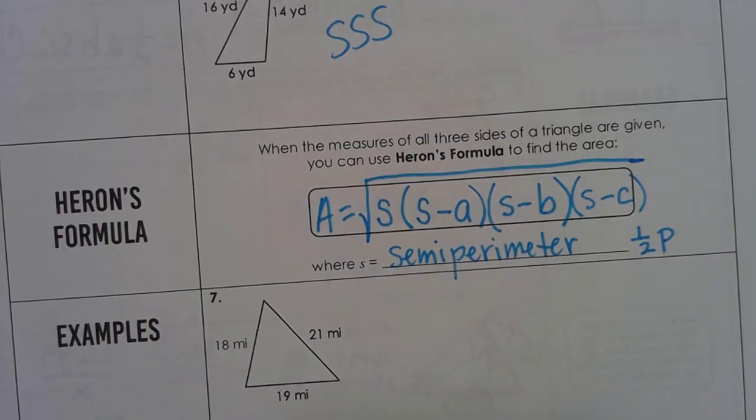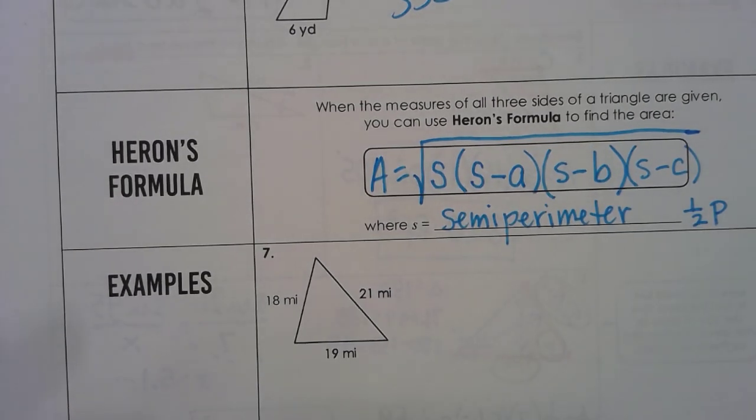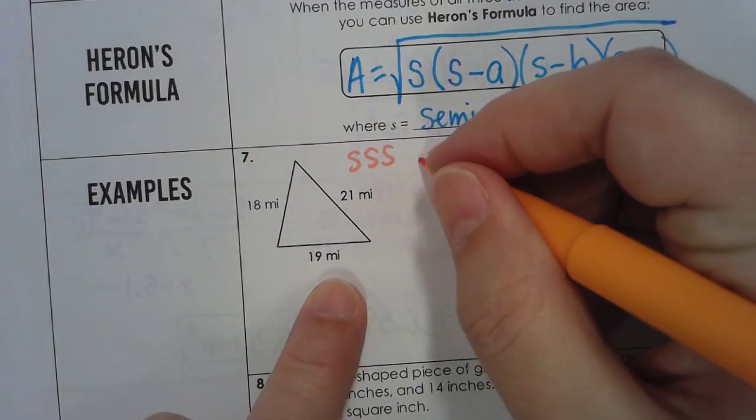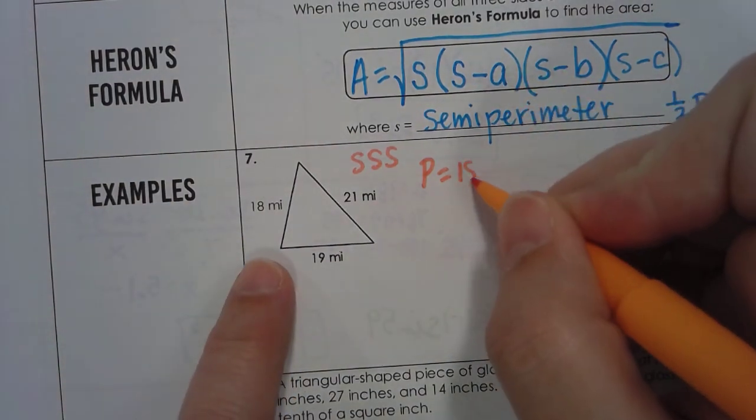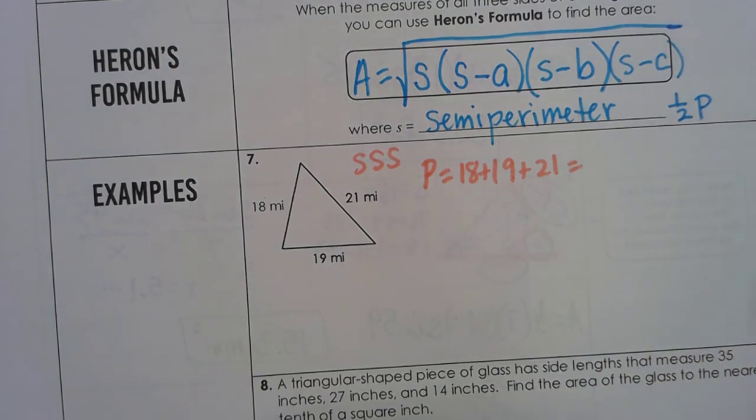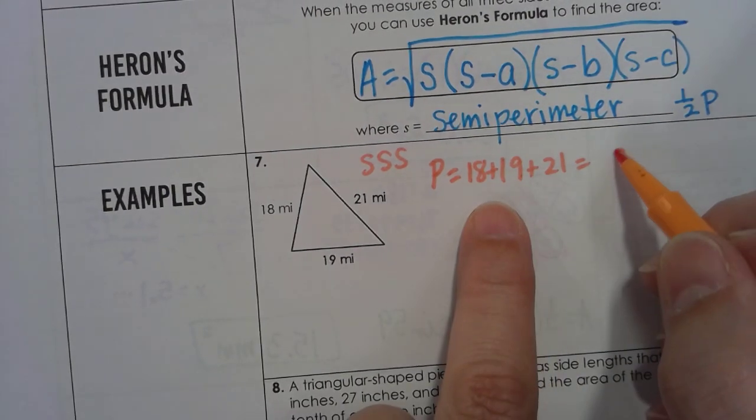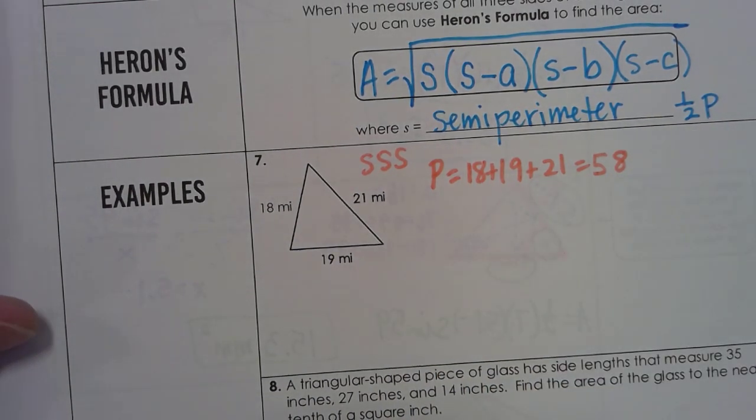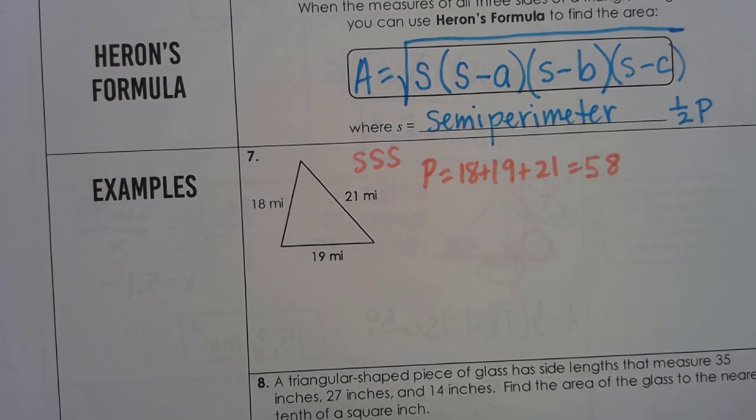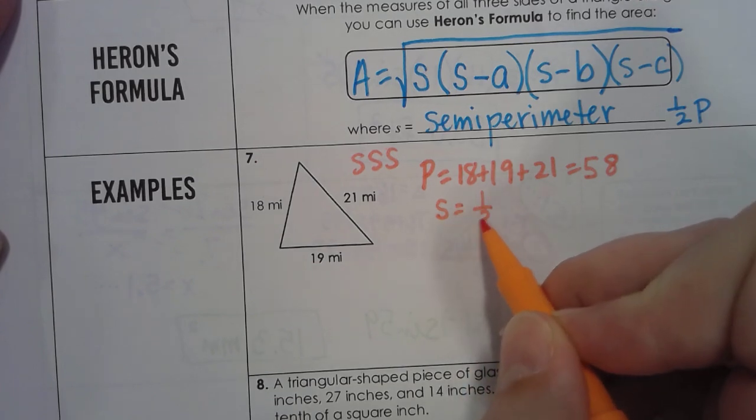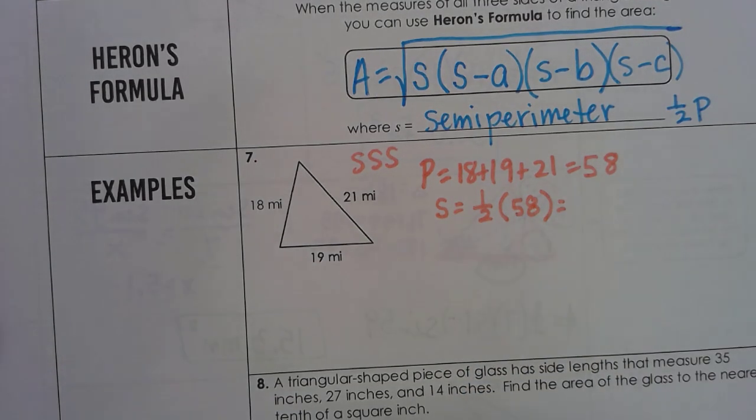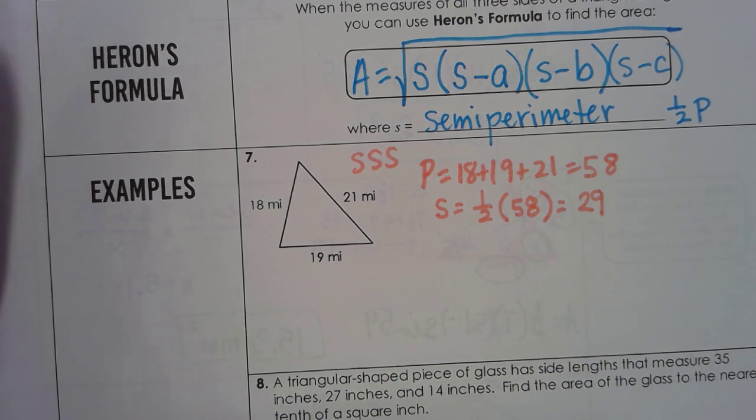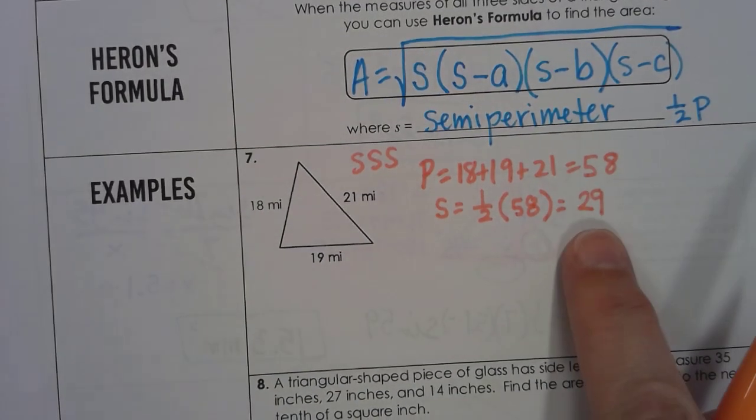Okay. So on number 7, we have side, side, side. The perimeter is all three of these added together. So 18 plus 19 plus 21, which makes 58, I think. My brain's working. So that's the whole perimeter. Then the semi-perimeter is half of that. So half of 58 is 29. So this is our semi-perimeter.